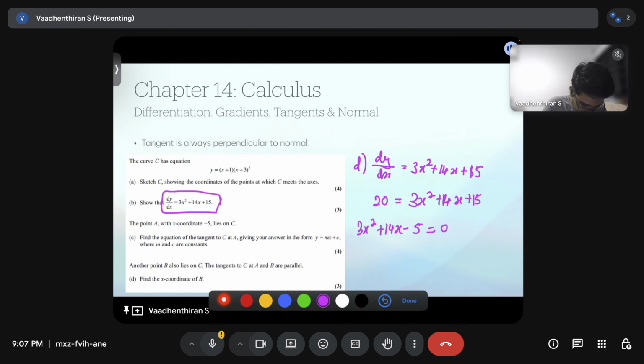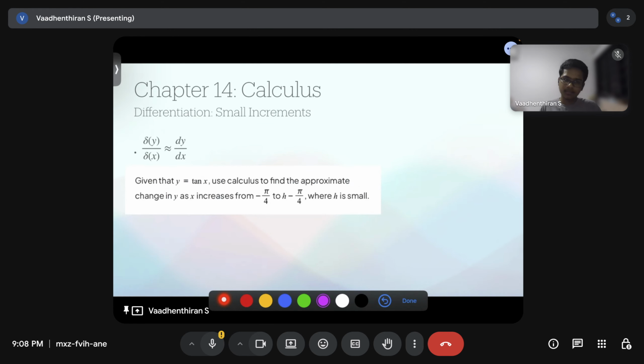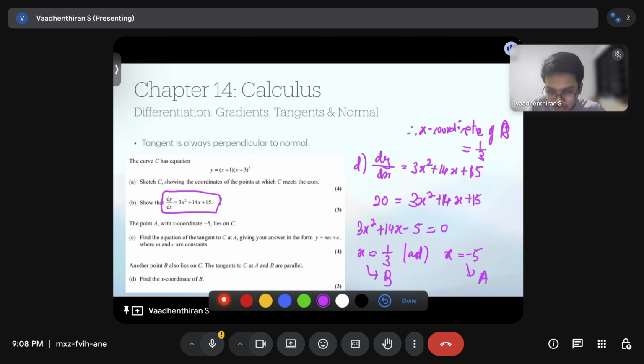And then when you solve it, you will get x equals 1 by 3 and x equals -5. So -5 is the x for point A, so definitely 1 by 3 is the x coordinate of point B. Therefore the x coordinate of B is equal to, oh sorry, 1 by 3, not negative. 1 by 3. Yeah, I hope you got this.